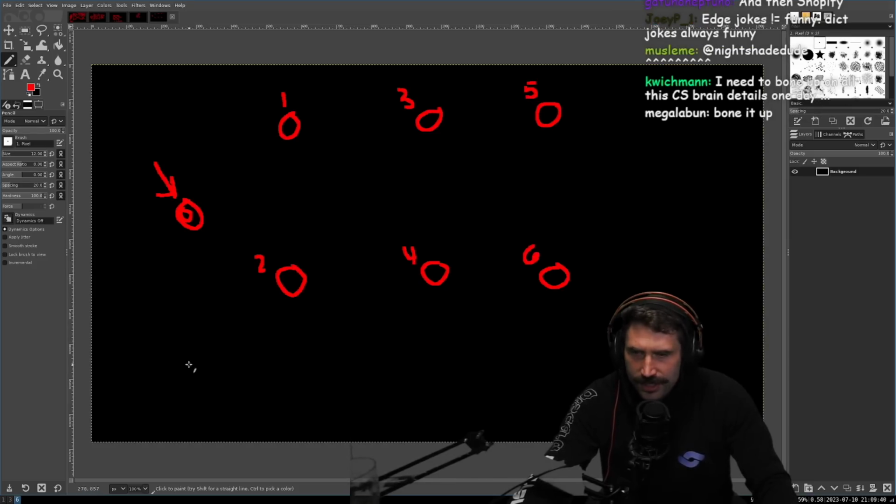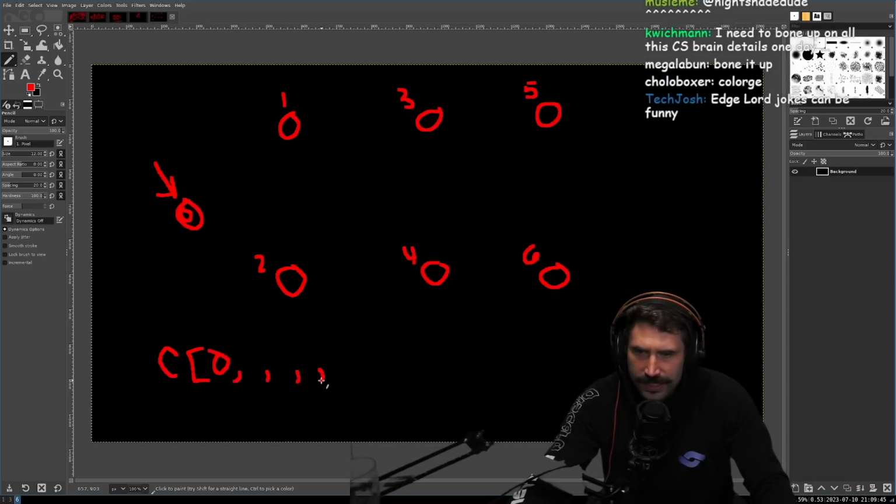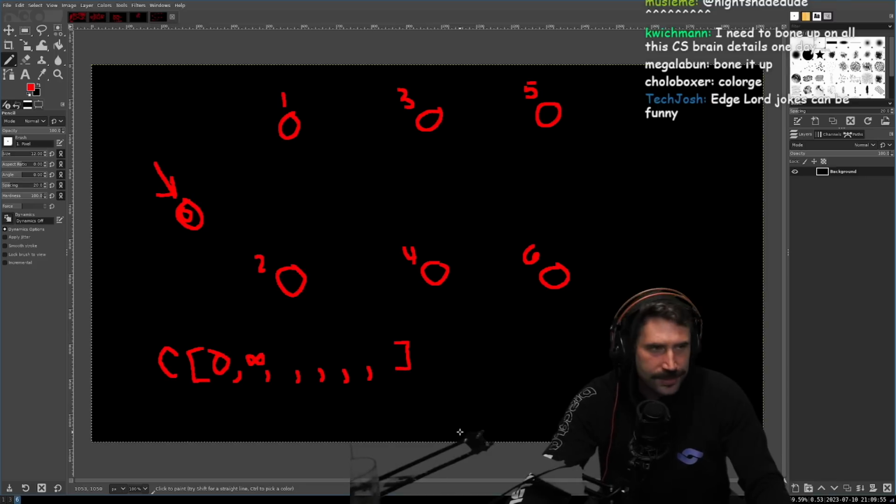I haven't even put in edges. So that means my cost is going to look like this, right? 0, and then infinity pretty much for the rest of them, right? 1, 2, 3, 4, 5, 6. All right, so there we go. I can't do the infinity sign well on a mouse. You get the idea.